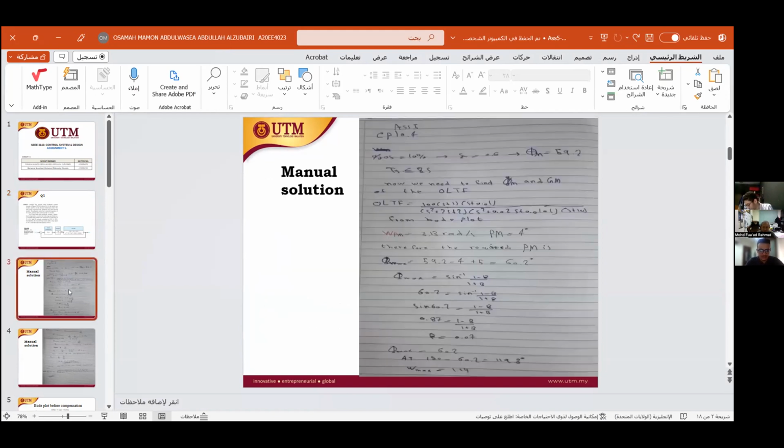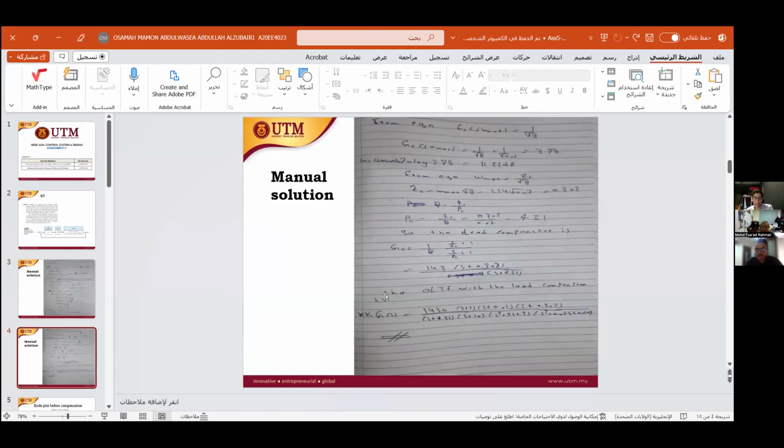No need. Lead compensator, go straight away. Okay, what is the lead compensator value? This is the open loop transfer function with the lead compensator. The lead compensator gain I got is 14.3, and the zero is 0.332 for the ZC, and for BC it is 4.31.